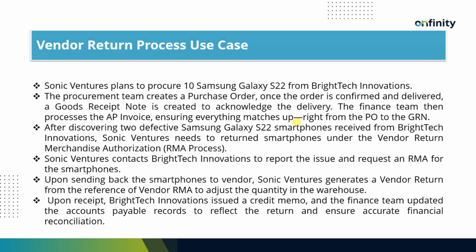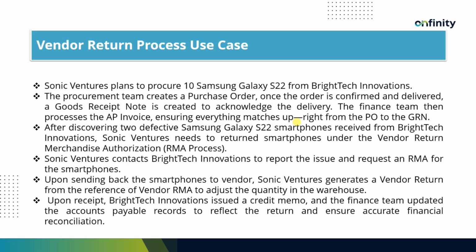Now let's begin with Vendor Return Process, Use Case. Let's walk through a practical example to better understand how the vendor return process works. In this scenario, Sonic Ventures plans to procure 10 Samsung Galaxy S22 from Brightech Innovations. The procurement team creates a purchase order. Once the order is confirmed and delivered, a goods receipt note is created to acknowledge the delivery. The finance team then processes the AP invoice, ensuring everything matches right from the PO to the GRN.